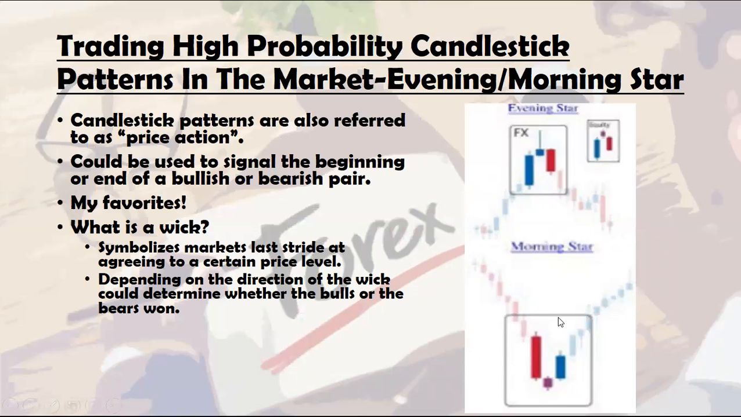Usually when you see long wicks, depending on the direction, it symbolizes the market's last stride that agreed to a certain price level. Depending on the direction of the wick, it could determine whether the bulls or the bears have won. Let's look at this evening star. Price comes up, and then it comes back down to this red candle. That means the bulls were winning at first, when they went all the way up. But then the bears took over, and now the market starts to drop.